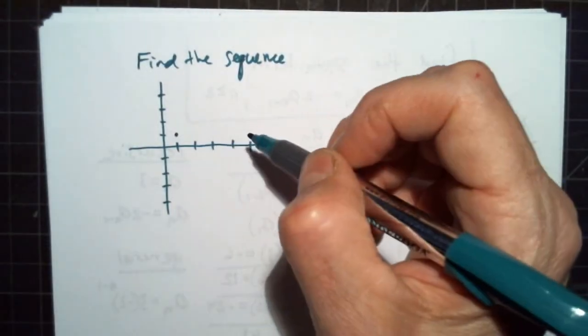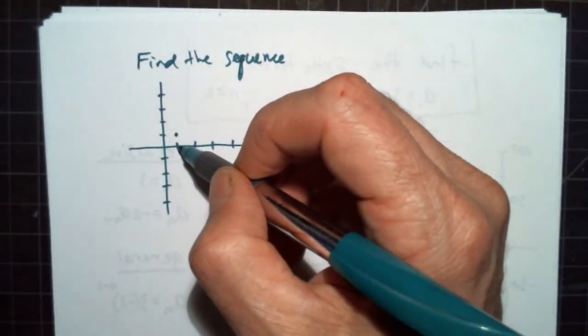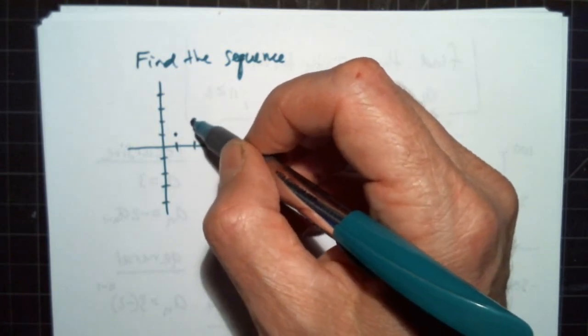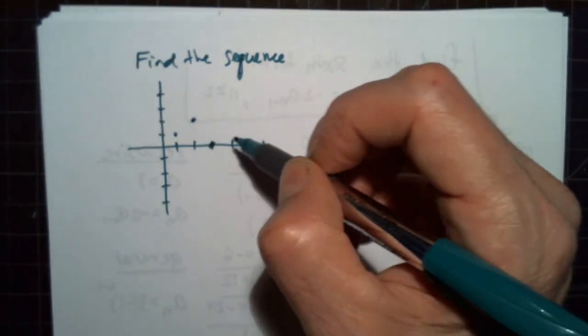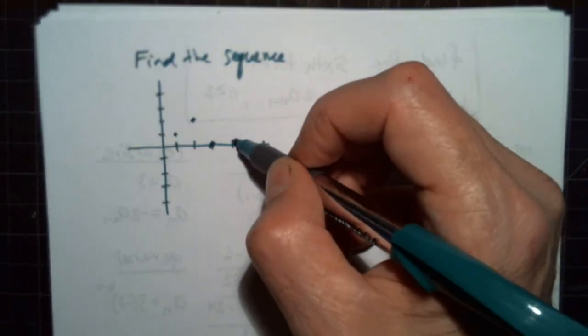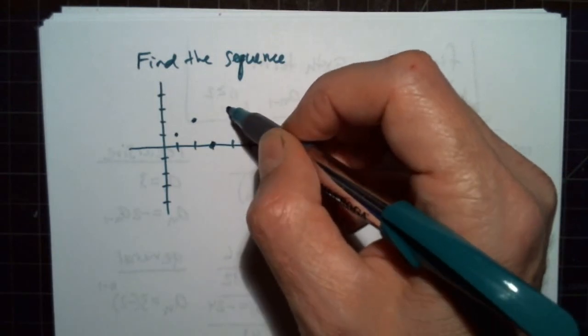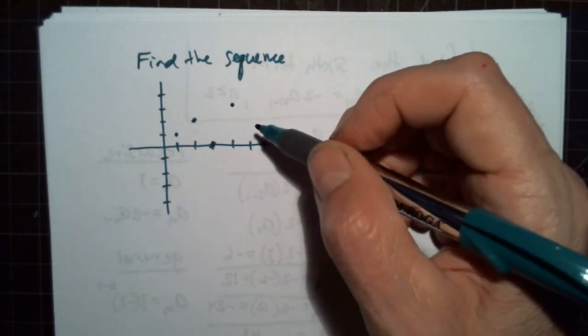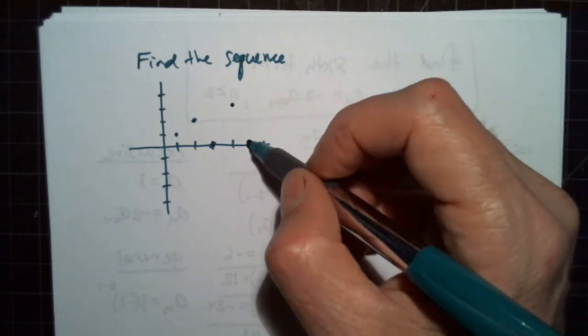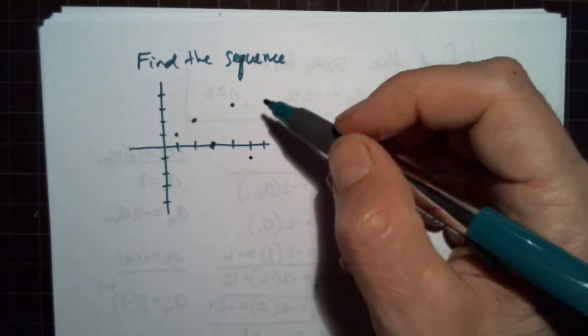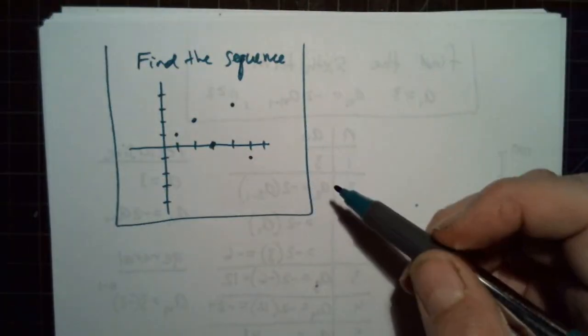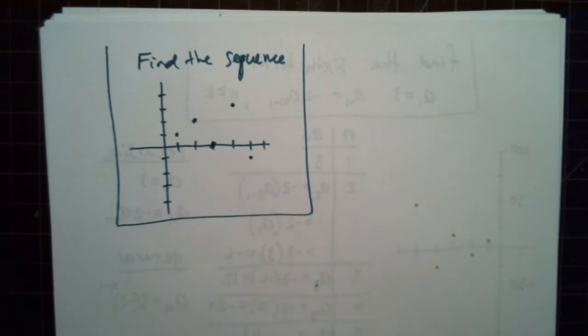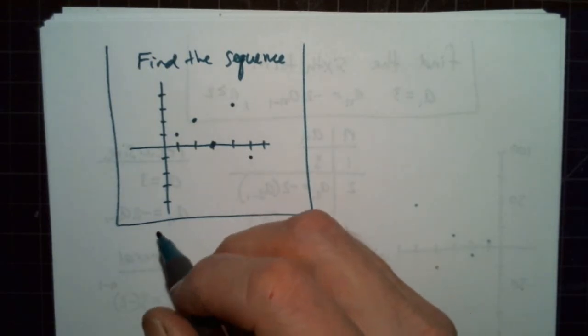So we have 1, 1, 2, 2, 2, 3, 0, 4, 3, and 5, negative 1. Okay, make a table and try to find a recursive formula. I don't think there's a general formula. Pause the video and try this one.